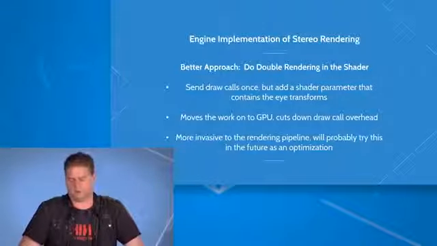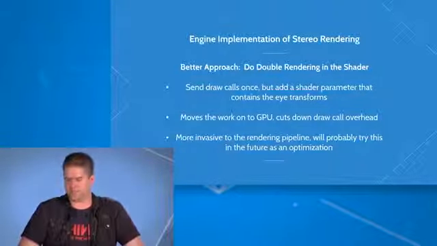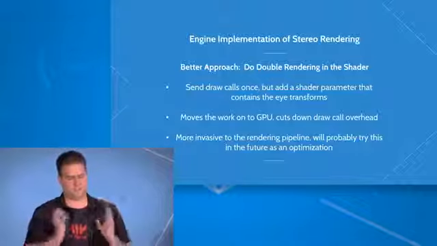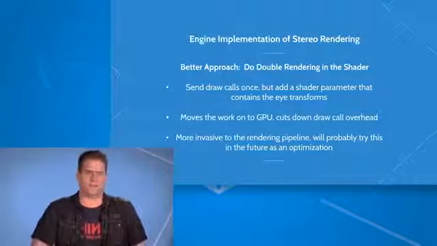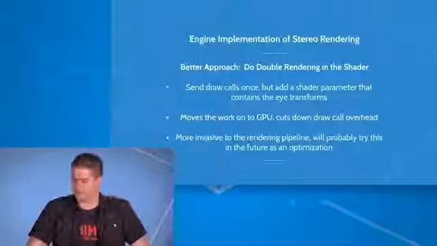A better approach, which we're actually looking at doing in the future, is to do double rendering in the shader. So basically take the load off the CPU, and then in the shader, draw each image twice for the stereoscopic positions. So we're looking at doing this, and it moves the work onto the GPU, but it's much more invasive to the render pipeline. But we're looking at this as a future optimization because with things like the Samsung Gear VR, draw calls are becoming much, much more important, and paying the 2x cost isn't really ideal in a lot of situations. So that's stereo rendering.